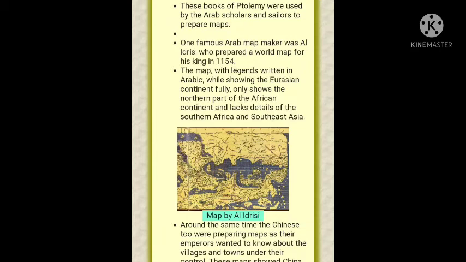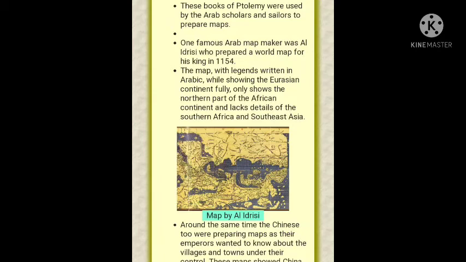One famous Arab map maker was Al Idrisi, who prepared a world map for his king in 1154. The map, with legends written in Arabic, while showing the Eurasian continent fully, only shows the northern part of the African continent and lacks details of Southern Africa and Southeast Asia.